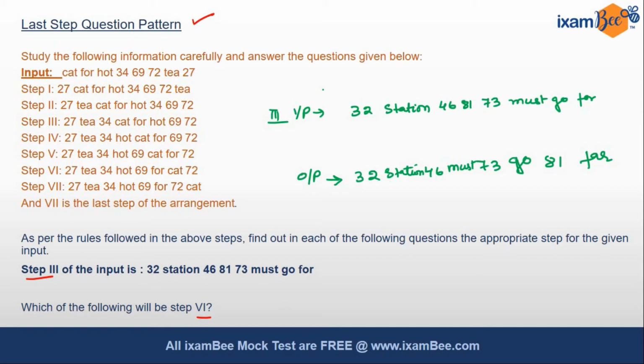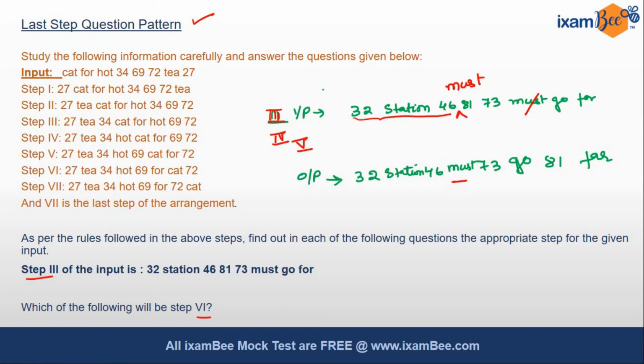Now let's try to find out what will be the sixth step with the help of the shortcut method. So we know that this is third step. Our fourth step would be 32 station 46. Till this position it's already arranged. We'll try to figure out what should be here. So we know must come first. So must we'll write here. We'll cut it from here. This was our fourth step.